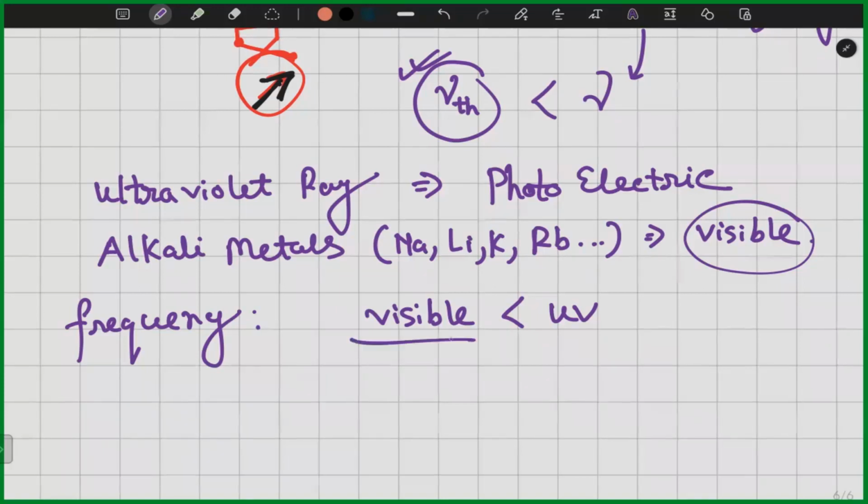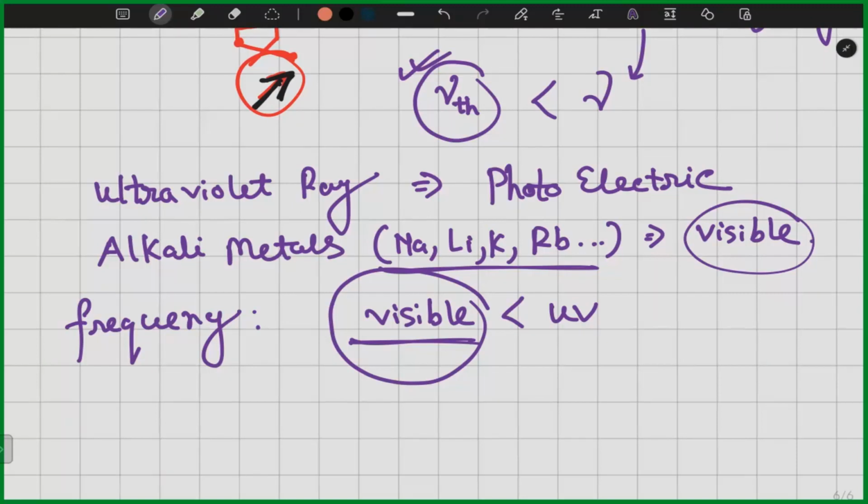Here, for visible light, the frequency is less than for UV light. That means for this kind of metal, the work function is less. That means the electron is loosely bound. That's why a smaller amount of energy is required to escape. So the work function is less, and the threshold frequency is also less. That's why visible light is capable of producing the photoelectric effect. And as we discussed, these electrons are called photoelectrons, and this total effect is the photoelectric effect.